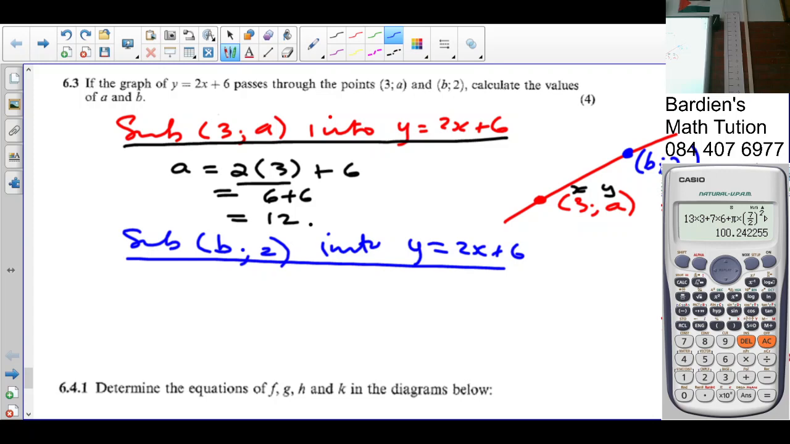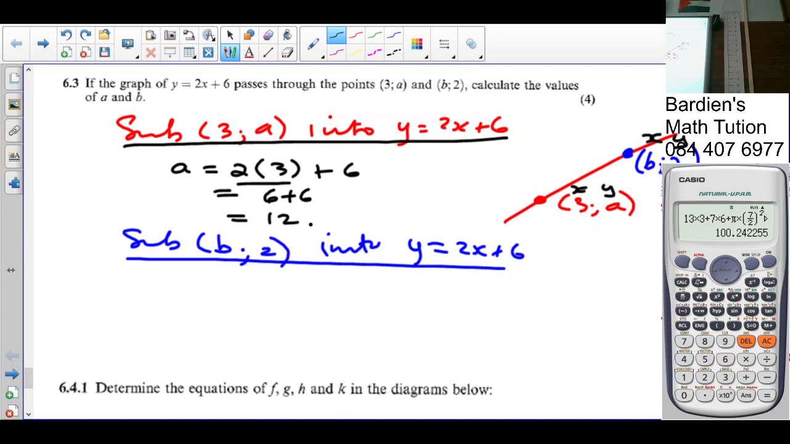(b; 2) substitute into y is equal to 2x plus 6. It's an x and a y. Not so? You asked us matric papers. Your papers? No, grade 11. 2 grade 11's got full marks. You see how easy grade 11 maths is? To get full marks is easy. Pure math. What are you talking about? No, man.